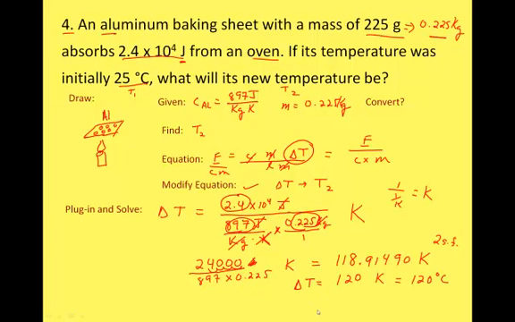So finally, we say, okay, what do we have at the start? 25 degrees C, and have we added or removed heat? We've added. So we add the 120 degrees C, and we end up with 145 degrees C as our final temperature in our answer, 145 degrees C.